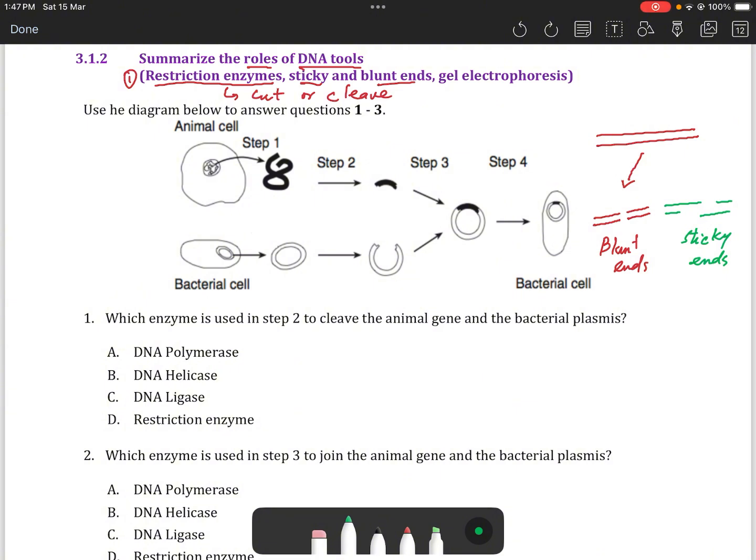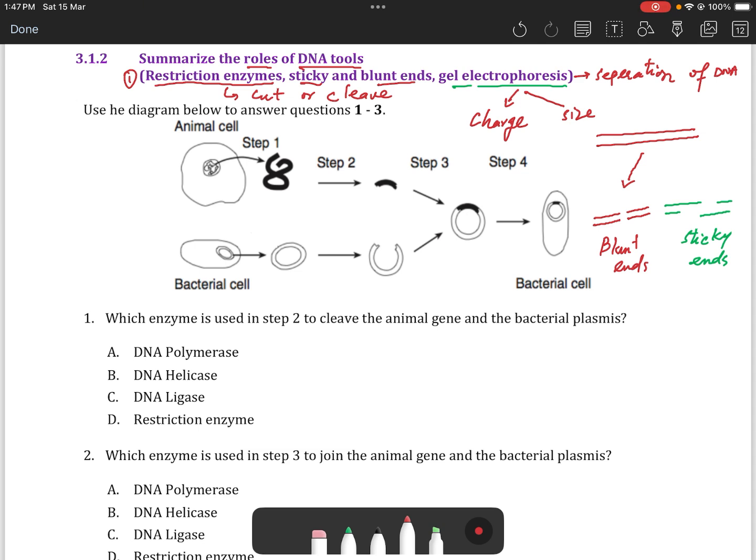On the other hand, gel electrophoresis is a tool that is used to separate the DNA bands. So this is used for the separation of DNA based on two things. It separates either based on the charge of the DNA or the size of the DNA fragment. So this is how it works.